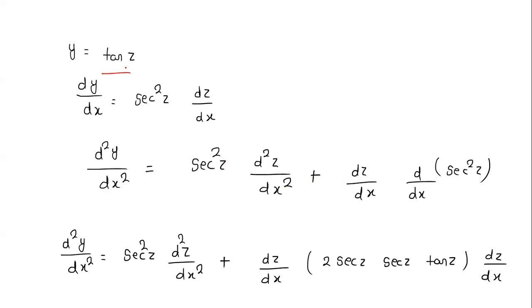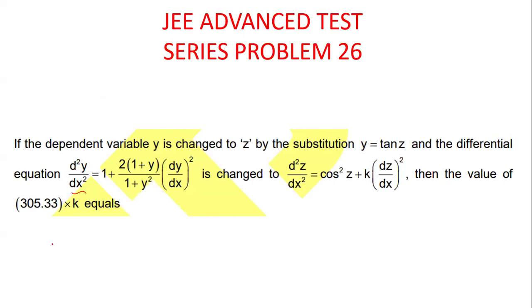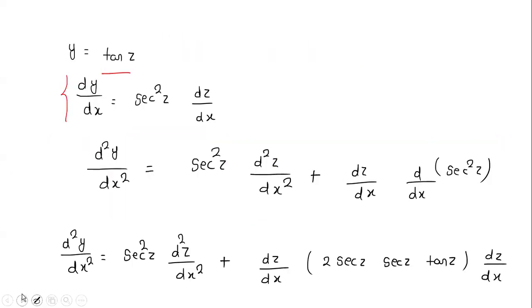Initially we have this information, y is equal to tan z. You can differentiate with respect to x, because here we have d2y by dx square. So we have to calculate d2y by dx square, that's why we are differentiating with respect to x. If you differentiate, dy by dx is equal to sec z whole square and dz by dx. Tan z differentiation is sec z whole square and z differentiation is dz by dx. Now you again differentiate with respect to x, so the left hand side will become d2y by dx square, and on the right hand side you can apply the product rule.